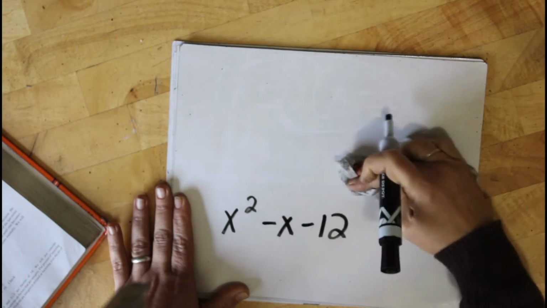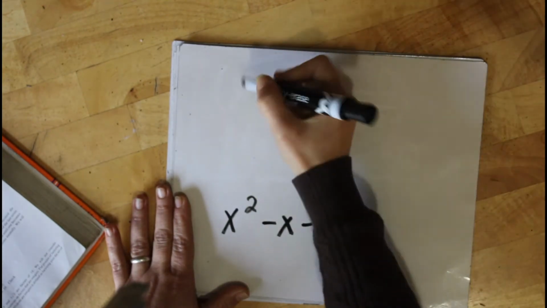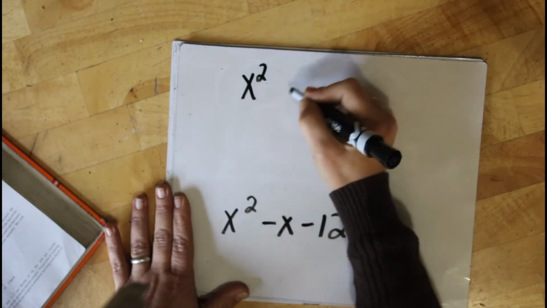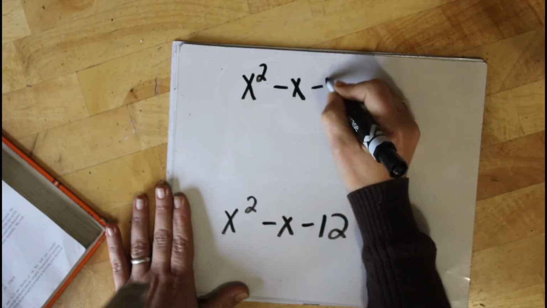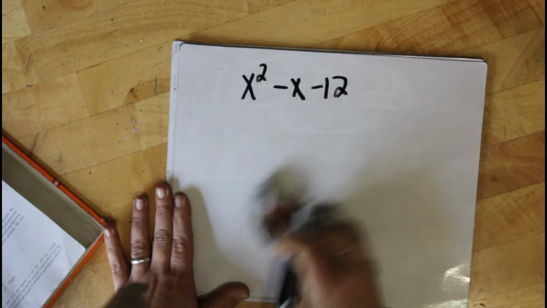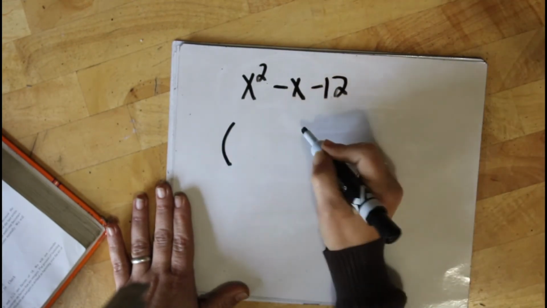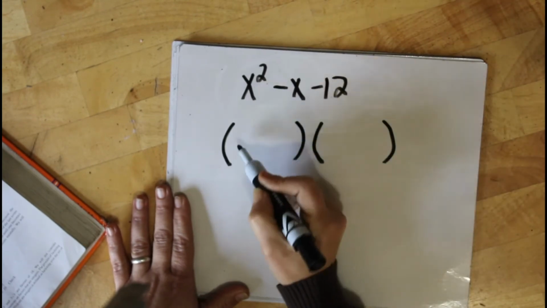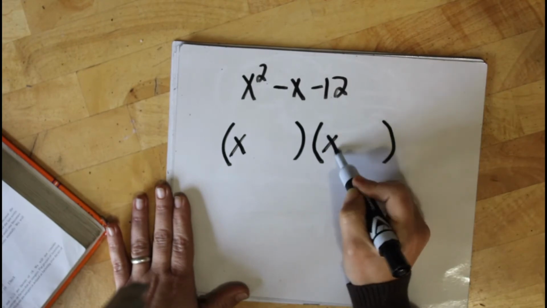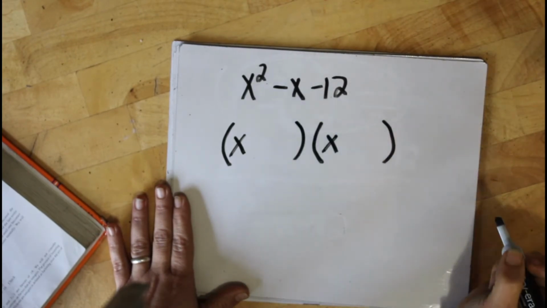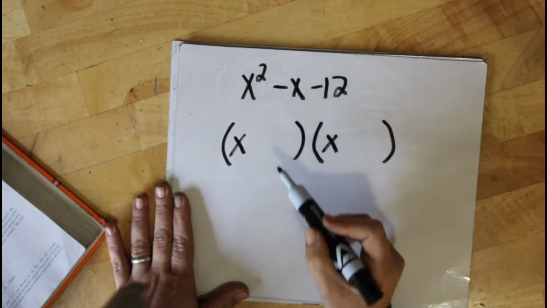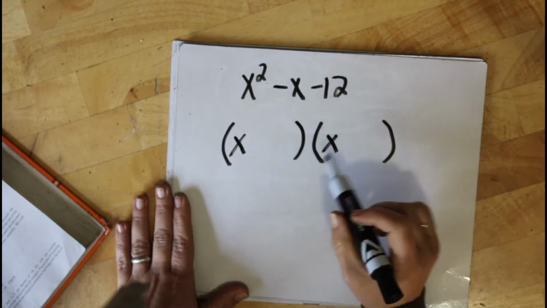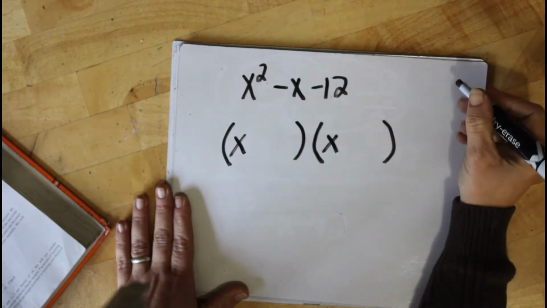Now we're going to do the opposite of that. We're going to factor this trinomial. So we've got x squared minus x minus 12. Alright, so first step is always write your parentheses. This x tells us that we need an x here and an x here because x times x is x squared. This negative tells us that one of these factors is going to be positive and one's going to be negative. So let's think about the factors of 12.